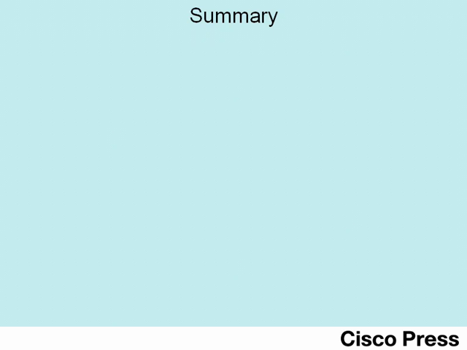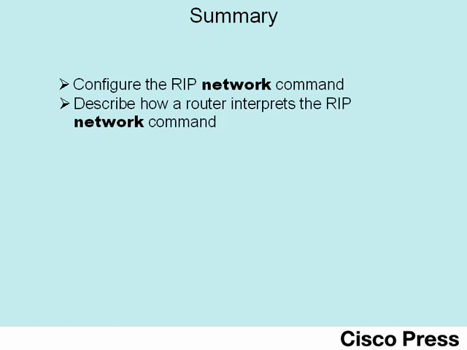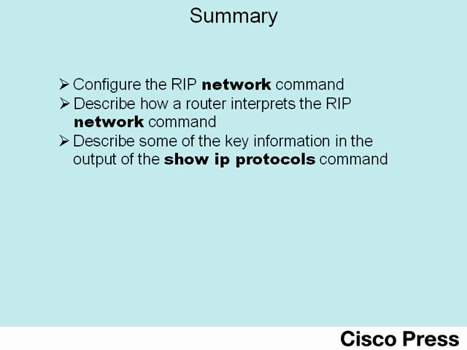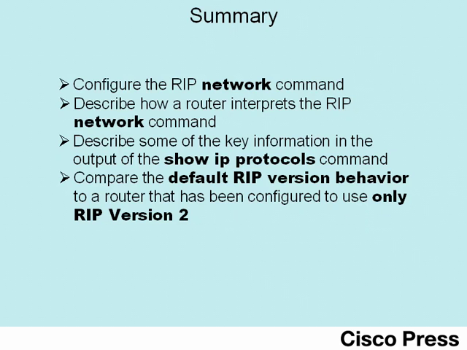This concludes ICND1 Lab 9. In this lab, you'll learn how to configure the RIP network command, as well as how to understand and interpret what the RIP network command really does. You've also seen how to interpret some of the key information that's found in the show IP protocols command output, and you've learned how to compare the default RIP version behavior, which tells a router to only send version 1 updates, but be willing to receive either version of update, as compared with a router that's been configured to just use version 2.